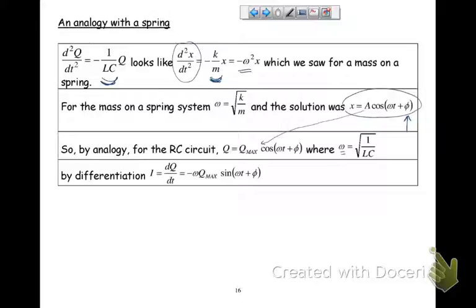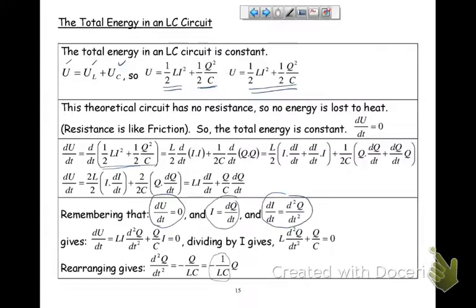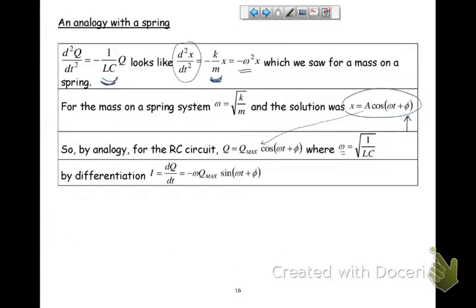I assume it's supposed to be LC circuit, not RC circuit? This is an LC circuit. Did I say RC circuit? Go to the by analogy, third line, third box. Nice, thank you. That's an LC circuit, yes.